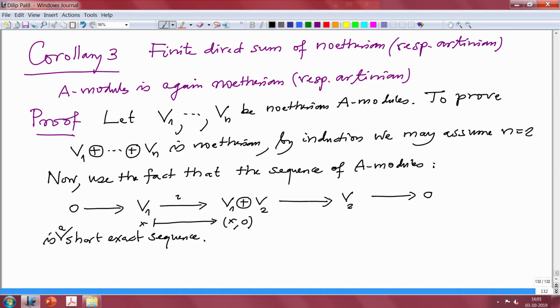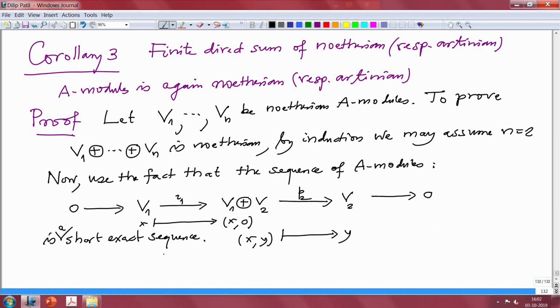And what is the map here? The map here is, if you have a pair x comma y, map it to where? Y. This is the second projection, P2, and this is I1 if you like. So now one has to check that this sequence is exact.